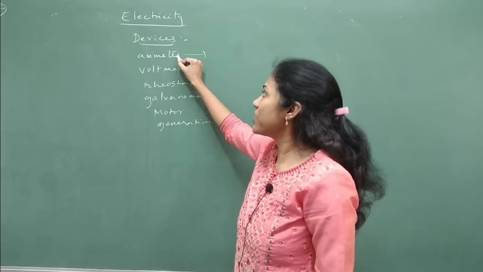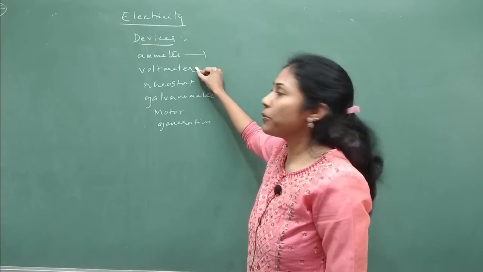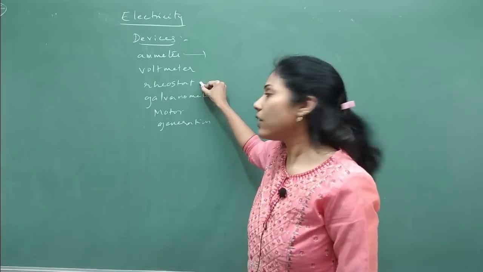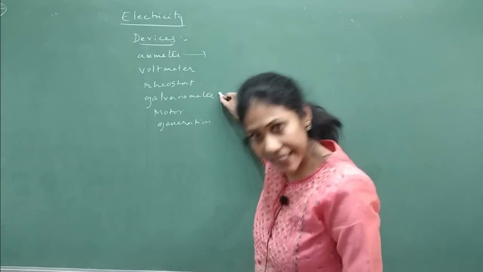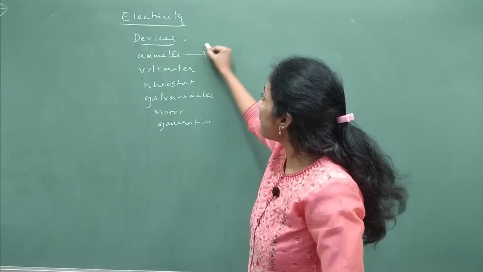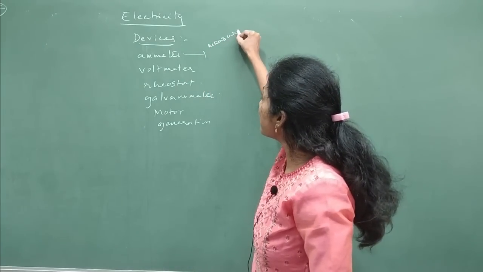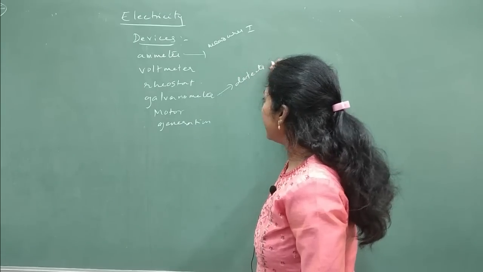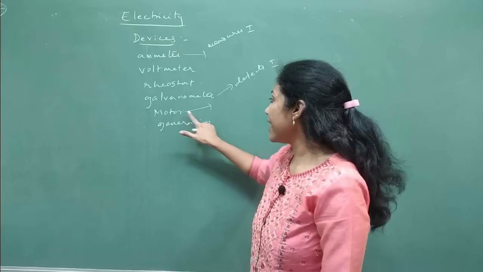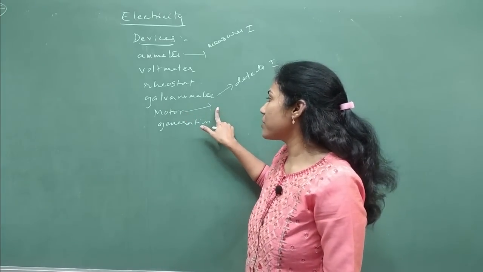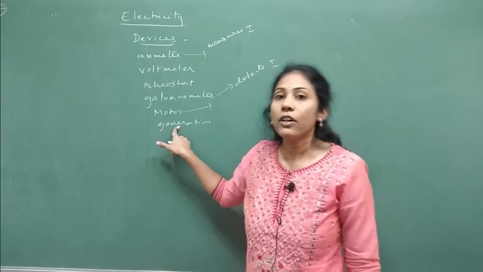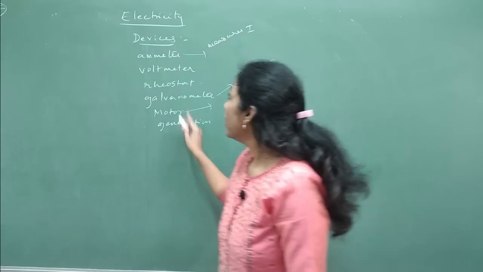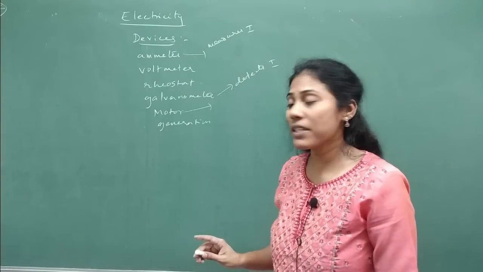Ammeter is used to measure current, voltmeter is used to measure voltage, rheostat is used to control the current or resistance, galvanometer detects current. This ammeter measures current, whereas galvanometer detects current. Electric motor converts electrical energy into mechanical energy, whereas generator converts the opposite, mechanical energy into electrical energy. Okay, so all these devices and their uses you must know.